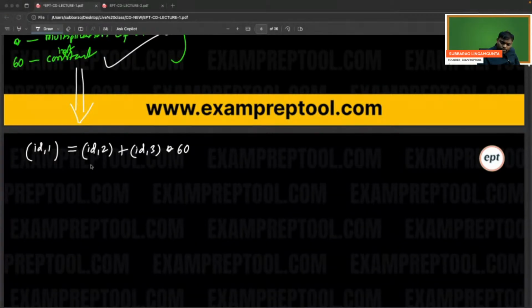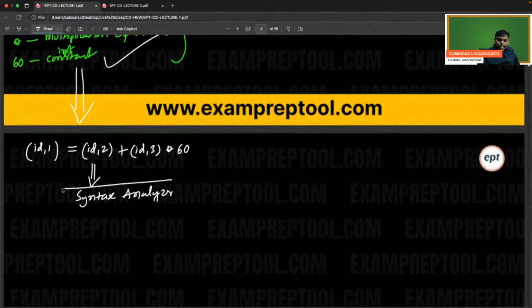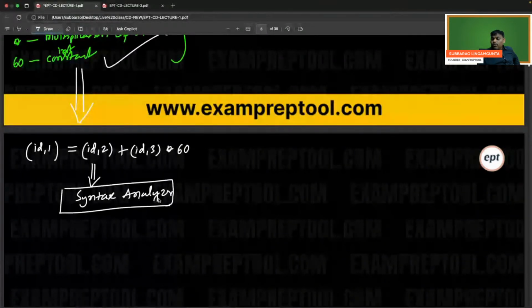Now listen, carefully, everyone. This is the input to the syntax analyzer: ID1 is equal to ID2 plus ID3 star 60. So this is the right output of the lexical analyzer, but it is the input to the syntax analyzer.